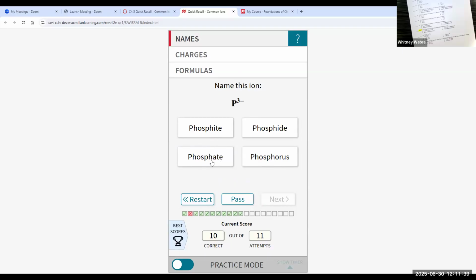Not phosphite. It's not phosphate because that's PO4 3 minus. Phosphide. Yeah, it's phosphide. If it was just P, it'd be phosphorus, but this is phosphide.